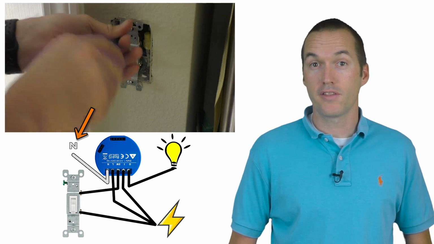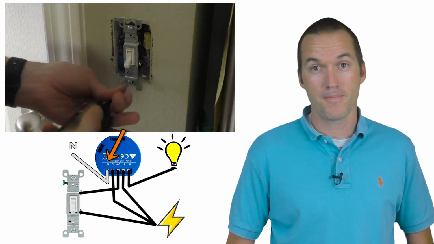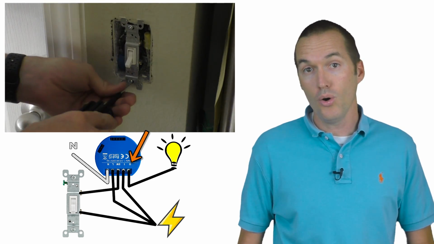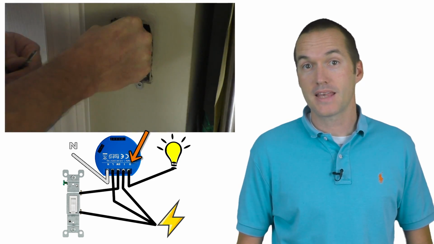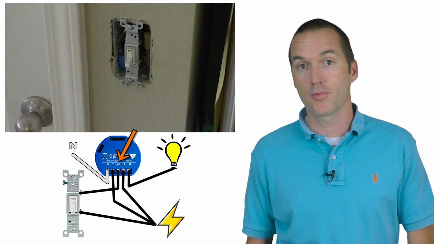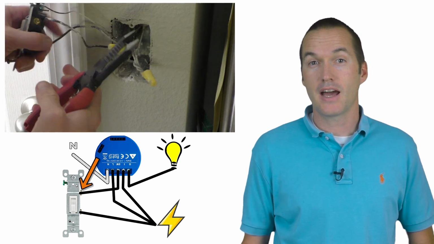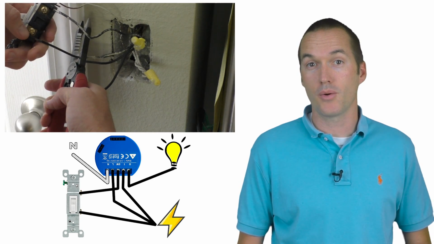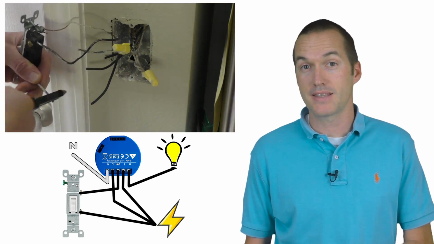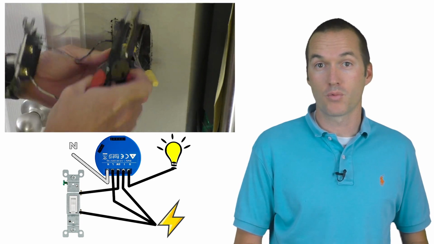Attach that neutral to the terminal labeled N on your Shelly. Remove the wire going to the light from the switch and attach it to the O terminal of the Shelly. Replace that wire with a short length of black wire that will go from the SW terminal to the switch. You can see that I chose to just cut the original wire going to my light so that I could attach one end of that black wire to the SW output and the other one to the relay output.